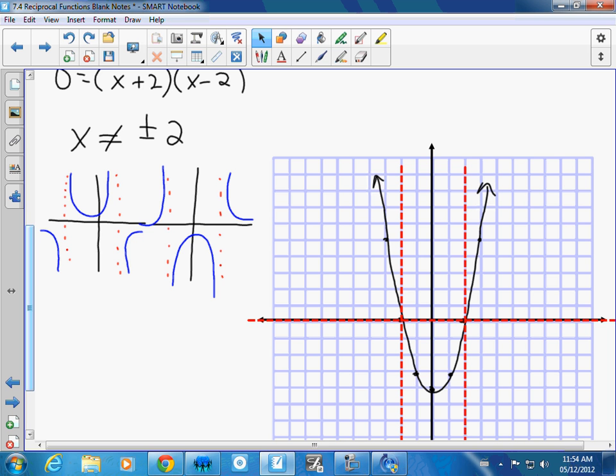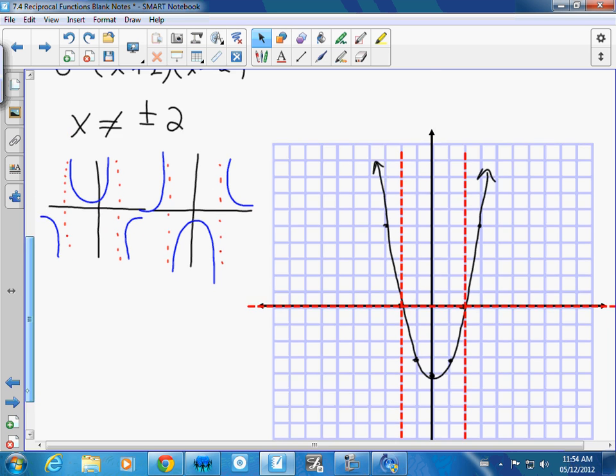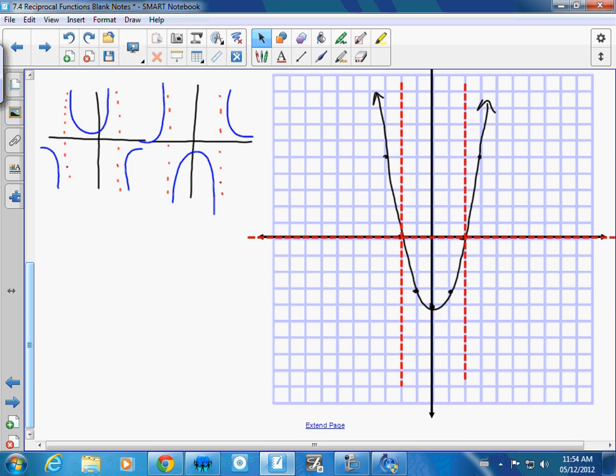Now, here's the deal. This is kind of cool. Look at this one for a second. What's this point right down here at the bottom? 0, comma, negative 4. Okay. What is the reciprocal of negative 4? 4. Wrong. That's the opposite of negative 4. The reciprocal is 1 over negative 4. Okay, so we have negative 4.